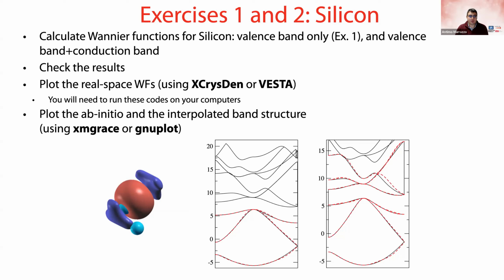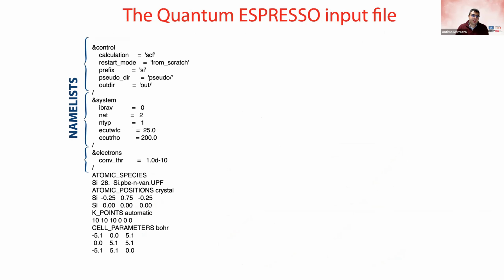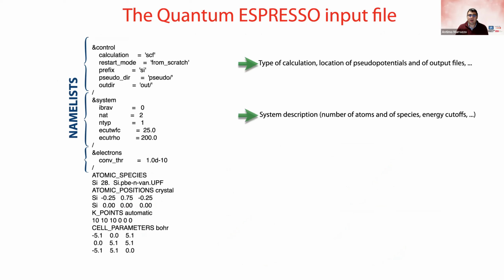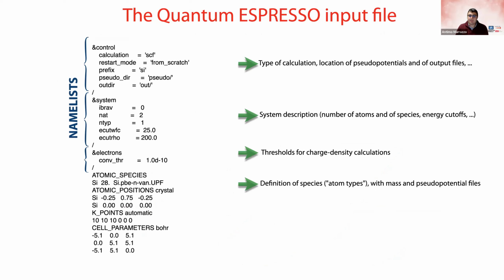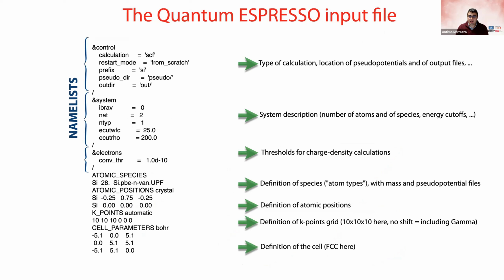And finally, also plot, of course, the band structure that you interpolate with Wannier90 and compare it with the ab initio calculation. So I will not really rediscuss the Quantum Espresso input file. This is just a very quick refresher. This is a typical SCF input file. You specify the type of calculation, where the potentials are, describe the system, number of atoms, species, some parameters for the diagonalization, like thresholds for charge density calculations, the atomic positions, and the k-points grid, which is particularly important in our case because it's what defines the grid used by Wannier90.